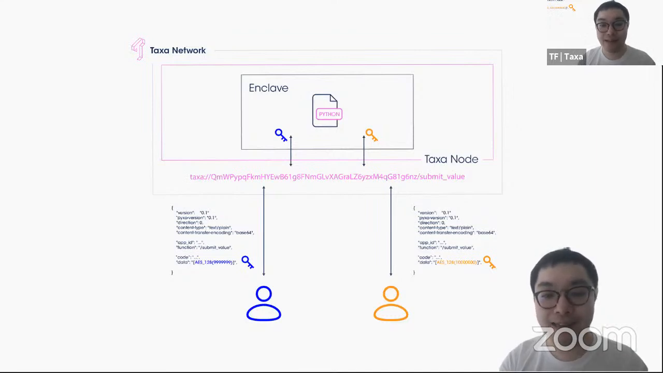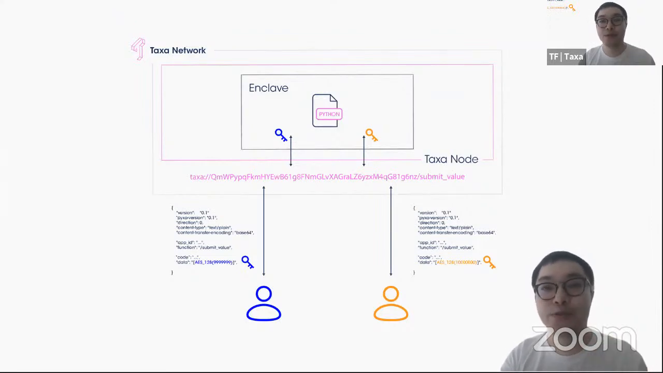And the address part is a multi-hash of the code, which means if two users are requesting the same URL, you can guarantee they are pointing to the same code, and it's in multi-hash and IPFS compatible. And the user will attest the enclave inside the trusted execution environment node, and they will establish an AES key.